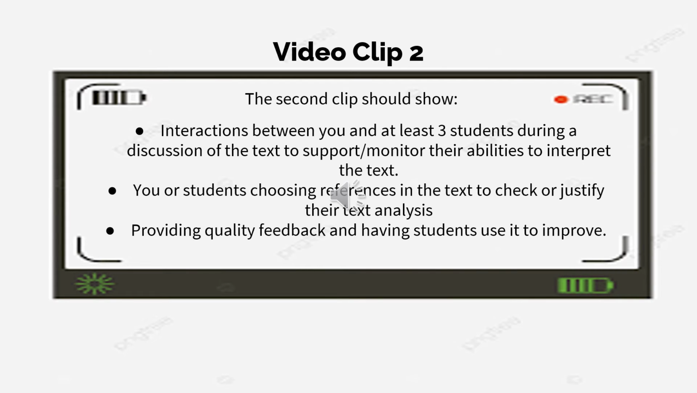In the second clip for task 2, you need to show interactions between you and at least 3 other students. This is even better if it's your focus students. And this needs to be done during a discussion of the text, meaning not just you asking questions, but a discussion back and forth. And you need to show how you're supporting and monitoring students in order to interpret that text. The next part is you have to have you or the students choosing references or evidence in the text and using that to check or justify that you've analyzed it appropriately and correctly.